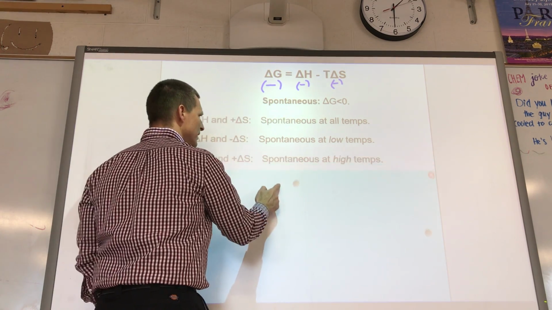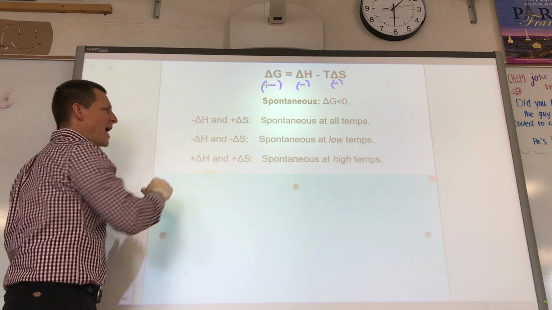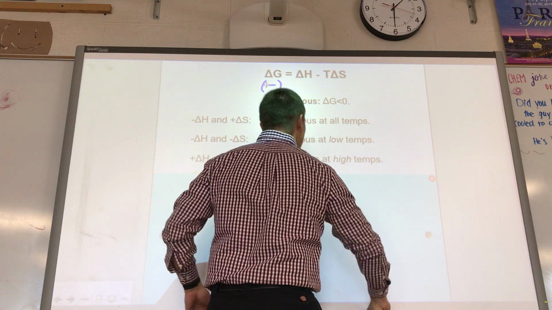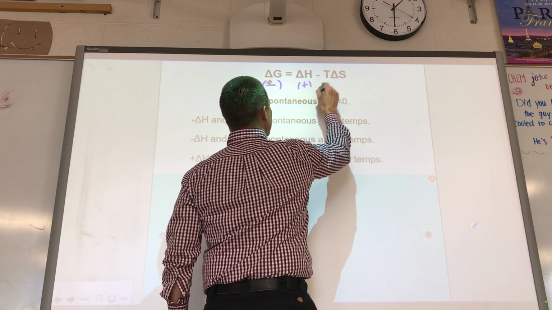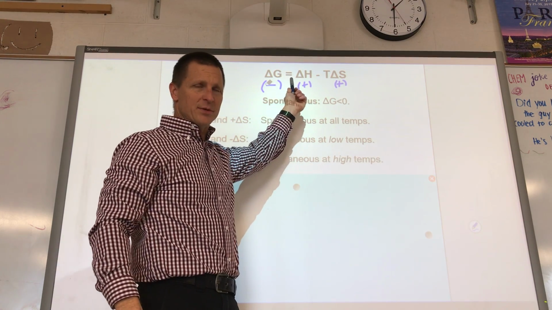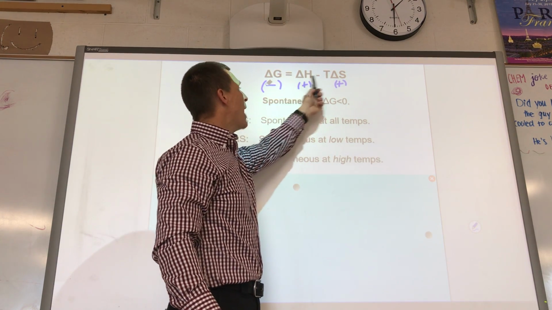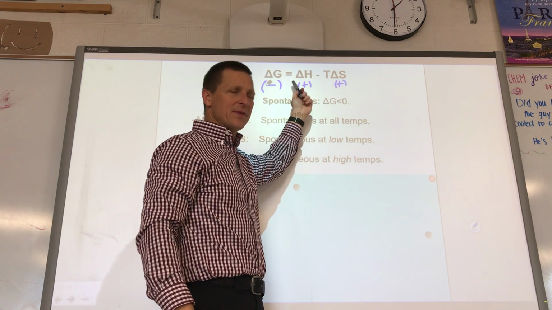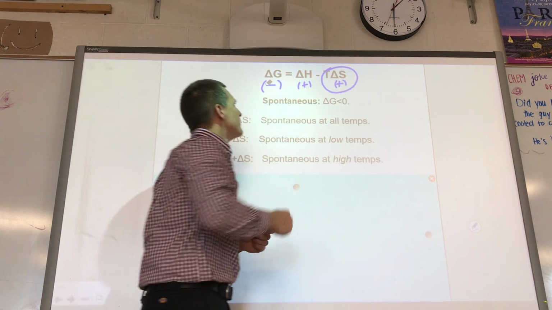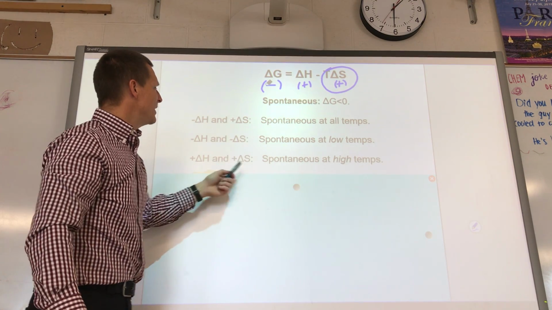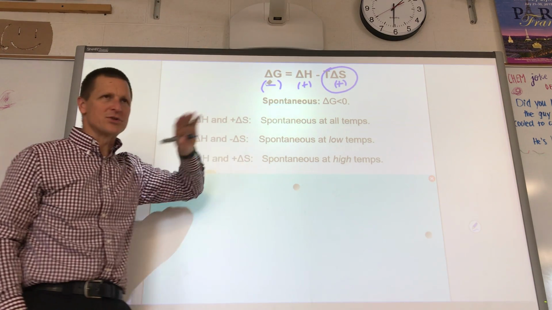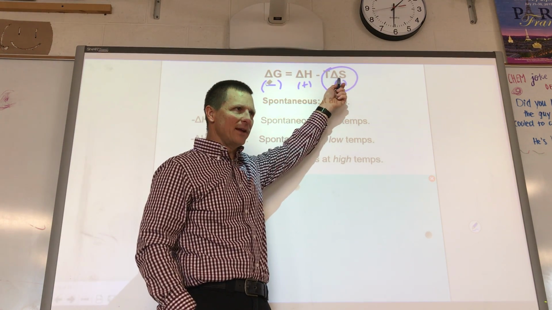On the contrary, if they're both positive, this is a positive term, and this is a positive term. The delta H is not helping delta G to be negative, however, the delta S is helping the delta G to be negative. So we need this term to dominate. So if we want the delta G to be negative, then the reaction can only be spontaneous if the temperature is high. This term has to dominate.